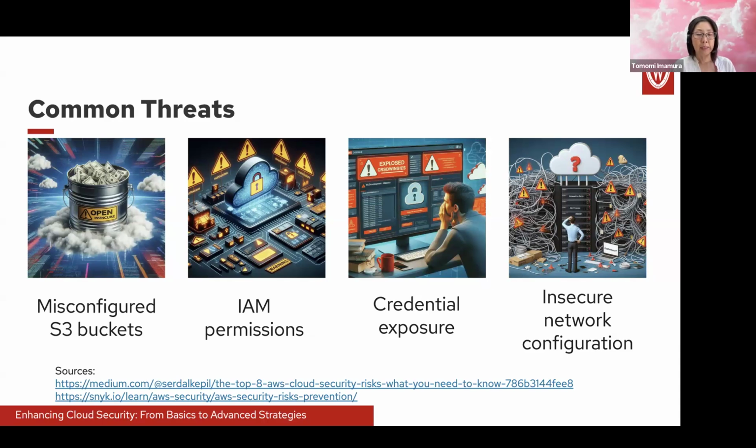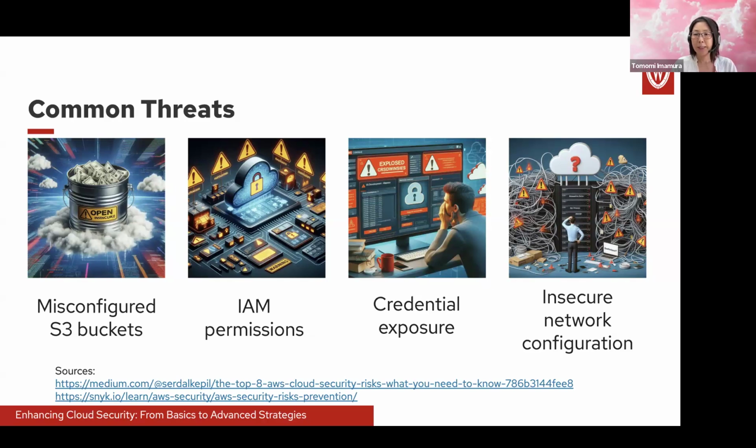And the second one is identity and access management, or IAM permissions. So we tend to overprivilege cloud identities, and misconfigured IAM policies could lead to unauthorized access. Next one is credential exposure. Credentials are something like passwords, access keys, API keys, things like that. People, we accidentally store them in publicly accessible locations, and then accidentally expose these secrets.